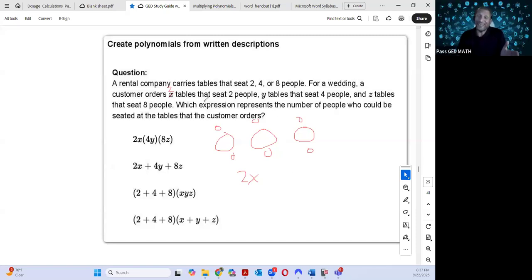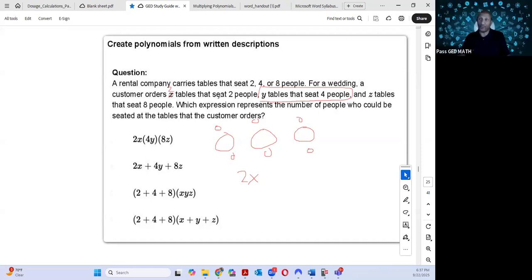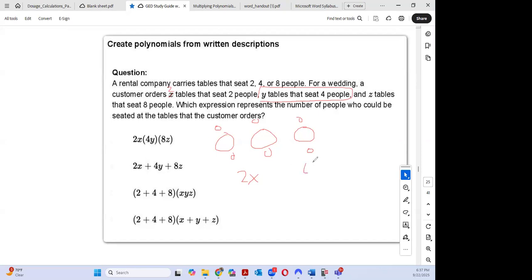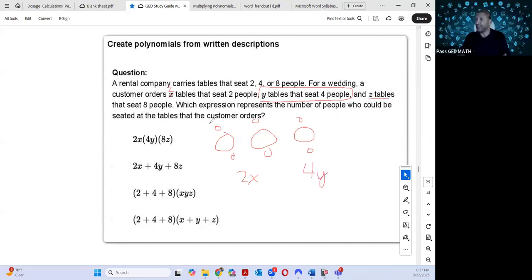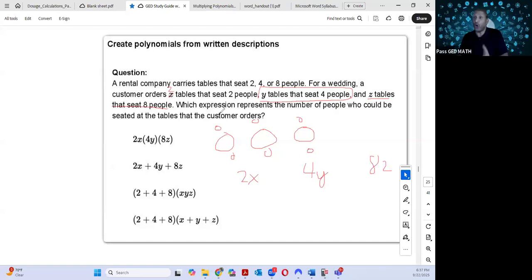Yes. So that means now that I understand that I'm multiplying to get each expression, if I got y tables that seat 4 people, how am I writing that? 4y. If I need z tables that sit 8 people, how am I writing that expression? 8z.